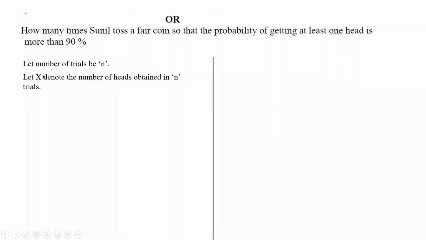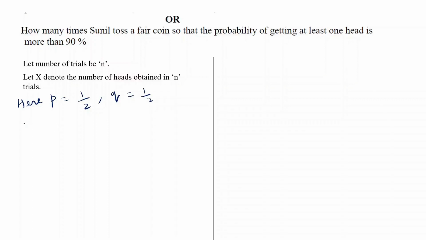So let the number of trials be n, and then let us take the random variable x. It denotes the number of heads obtained in n trials. So here we can see that x follows binomial distribution with parameters n and p. So here p, the probability of success, is probability of getting a head. So probability of getting a head p is equal to half, and q is probability of failure. So it is probability of getting a tail, which is also equal to half.